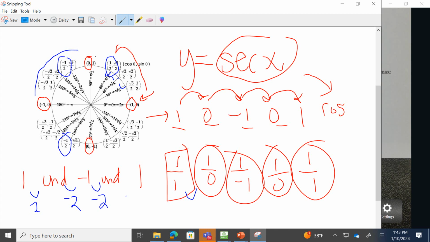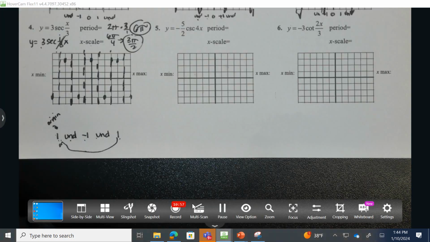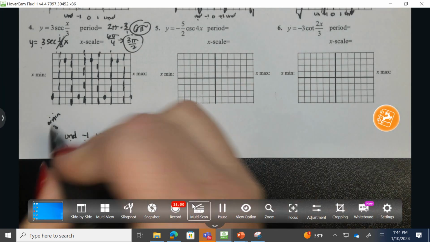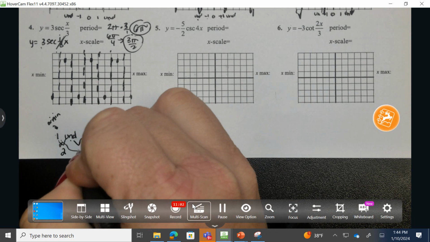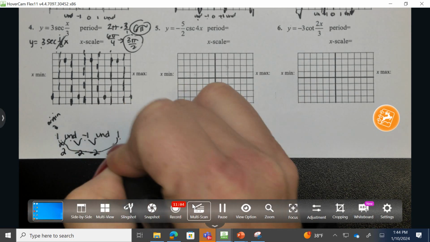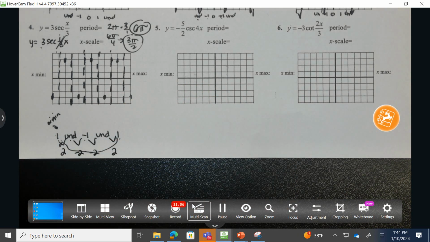And then we can go over here. Again, we're going to take the reciprocal of the cosine, because secant is the reciprocal of cosine. And this would be positive 2. So let me come up here and come back to my paper here. So in between these would be a positive 2, and a negative 2, and a negative 2, and a positive 2. How is that going to help me?